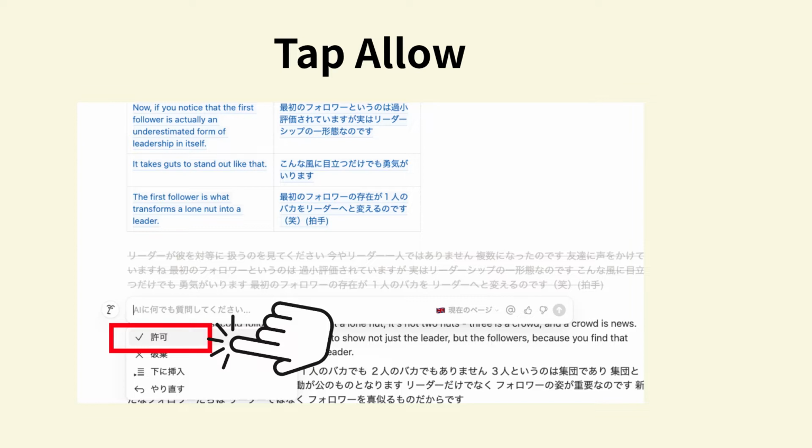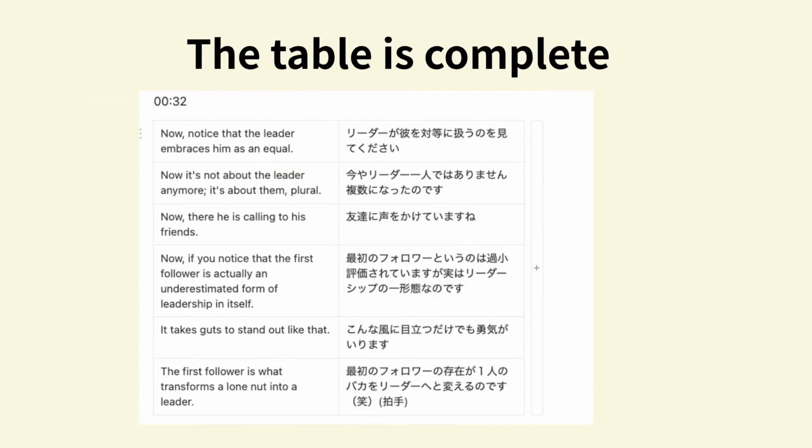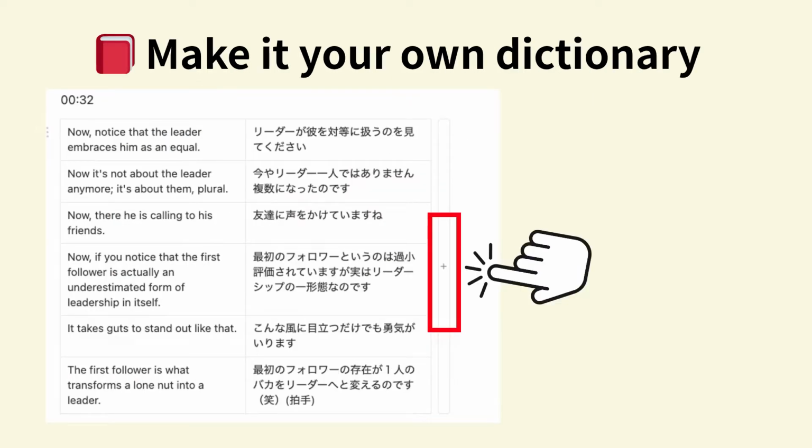Then, the English and Japanese text will be organized into a table format. After applying the AI's suggestion, you'll get a table like this, with English on the left and Japanese on the right. Each sentence is separated into its own row, making it very easy to compare and understand the content. Here, we add one more column.